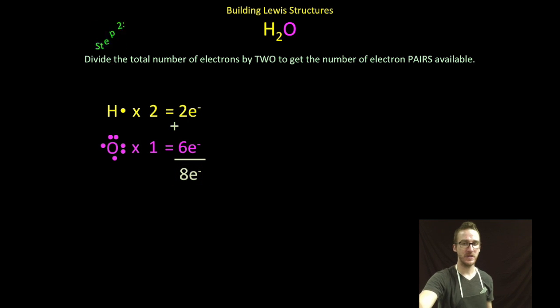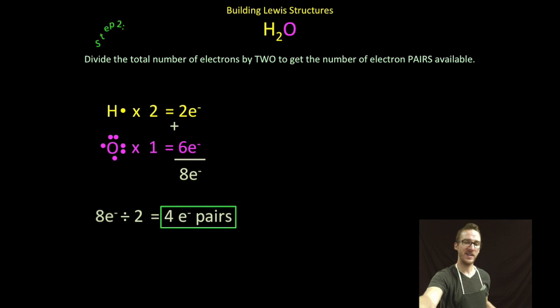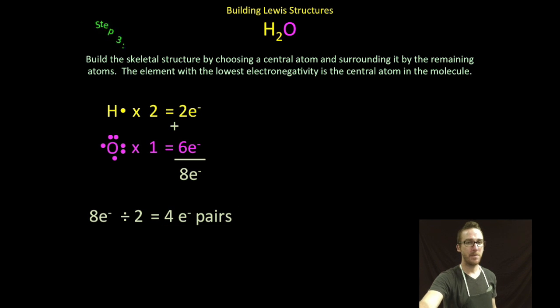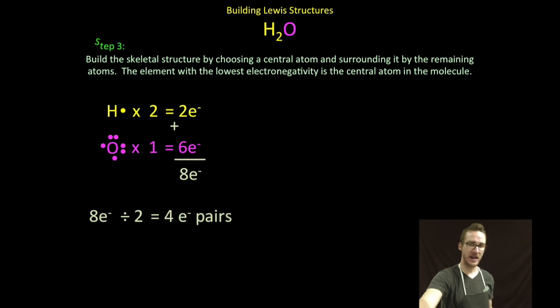Step 2. Determine the total number of valence electron pairs available. So we take our total number of valence electrons determined from step 1, divide by 2 to get our total number of valence electron pairs. Step 3. Build our skeletal structure by choosing a central atom. Again, you're going to go to your periodic table, remember your trend in electronegativity, but in this example, I've got hydrogen as one of my elements, and that one is never going central. So oxygen's going to go in the middle. I'm going to surround it by my other atoms, in this case, just 2 hydrogens.